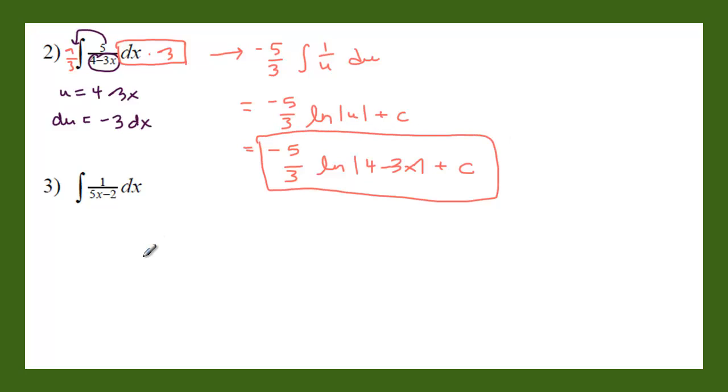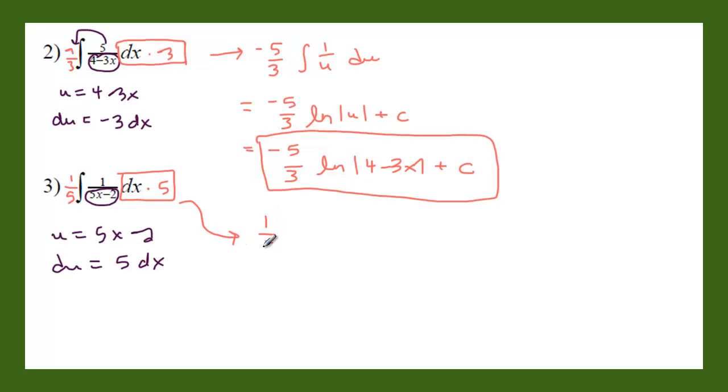Okay, example 3. At this time, this would be an excellent place for you to pause the video, work out example 3 on your own, and then hit play to check your answer. So now when we do our substitution, we have 1/5 times the integral of 1 over u times du. And now applying your anti-differentiation rule, we have 1/5 times natural log absolute value of u plus c.